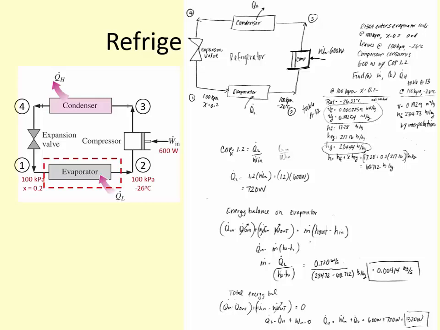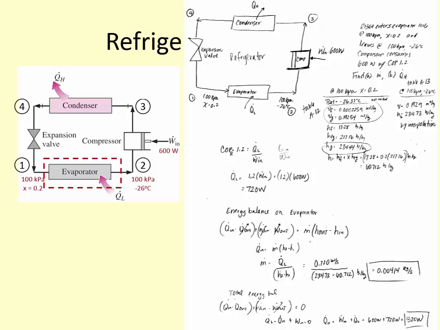So then if we plug in our values for that, we can solve for this m dot is equal to 0.720 kilojoules per second. So making sure that with watts, we convert it to kilowatts or kilojoules per second. And then divided by 234.73 minus 60.712, we get our mass flow rate is 0.00414 kilograms per second.